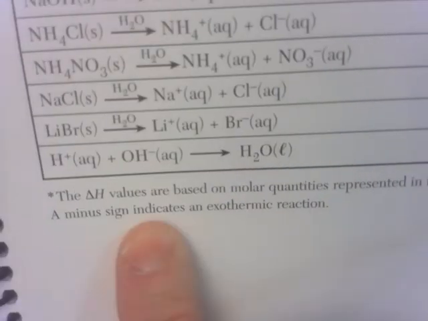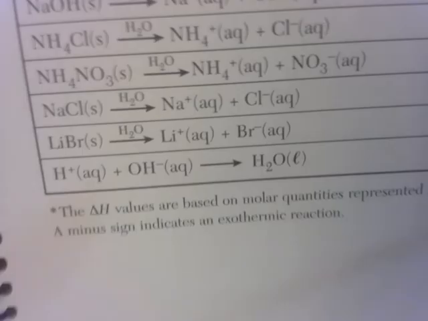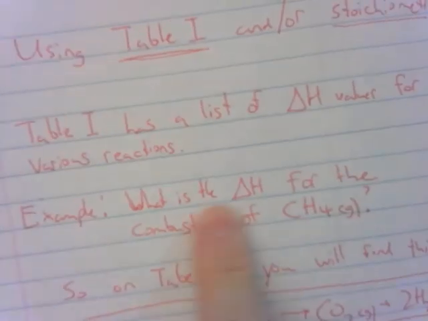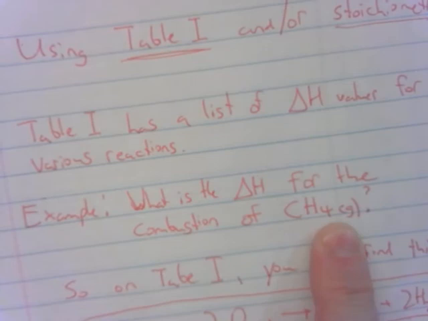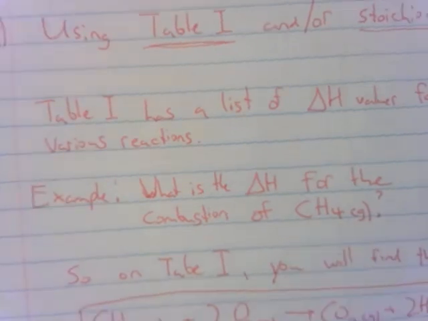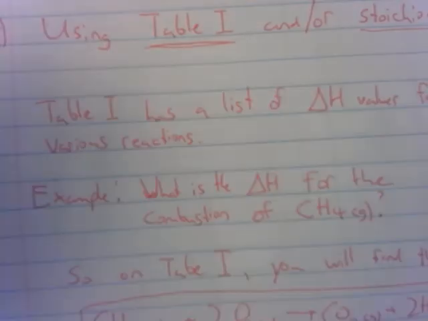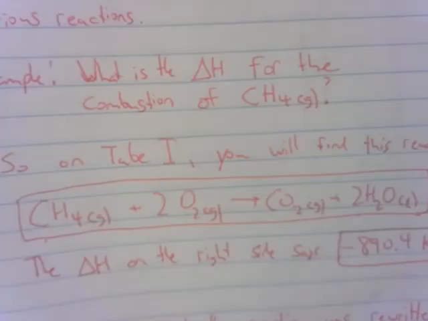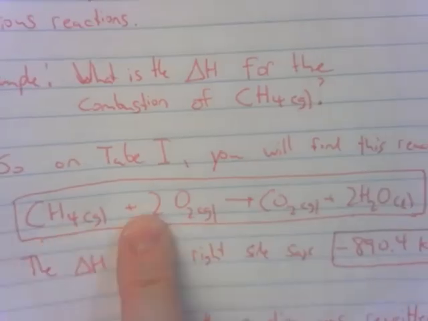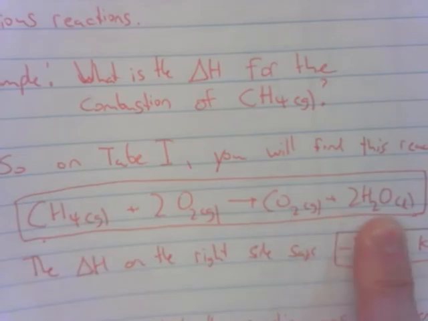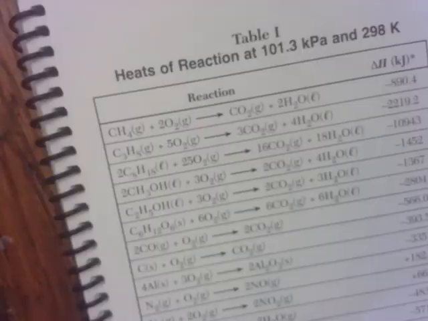So, let me show you how you solve a simple problem using Table I. The example I'm going to give you is as follows. What is the delta H for the combustion of CH4 gas? Now remember, combustion means taking a compound, adding it to oxygen, and burning it to create carbon dioxide and water. So sure enough, I can find this exact equation in Table I: CH4 plus 2O2 goes to CO2 plus 2H2O. It's the first reaction on the very top here.